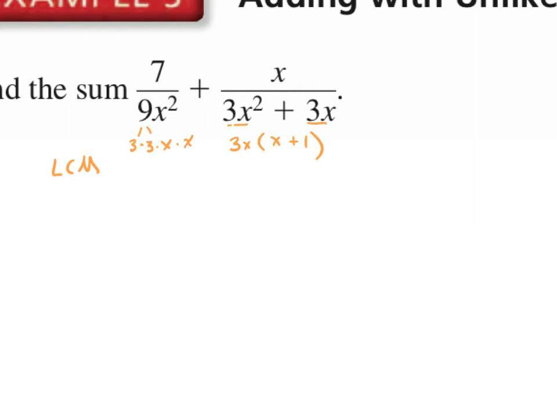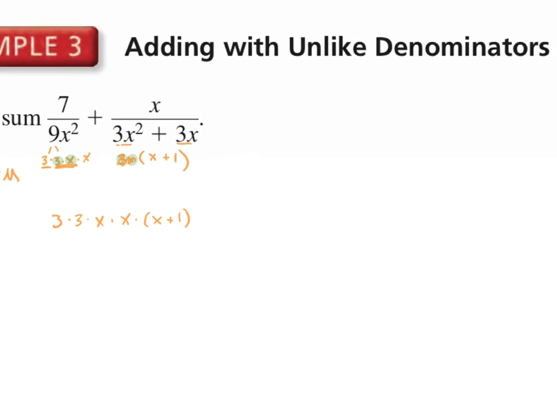So what we have in common between the two is a 3 and an x. So we are only going to write those once. We have a 3 and an x. We already wrote these for this one, so we're good there. And then we have x plus 1. Now this is going to be our least common denominator, so it's the denominator of our fraction. We can multiply everything together, so 3 times 3 is 9, x times x is x squared, times x plus 1.